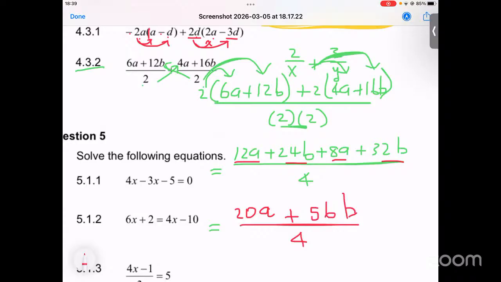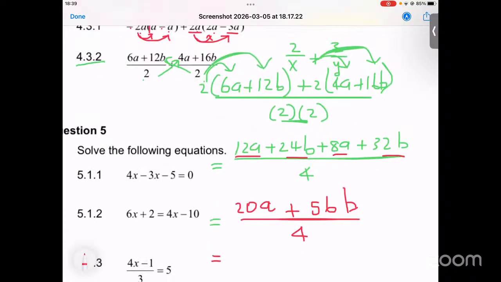Can 4 not be taken out as a common factor then? Quickly verify. Where is that calculator? Let's see. Oh, yes. So it looks like 20 is the same as 4 times 5. Then you still have your A plus 56 is the same as 4 times 14 B over 4. So can you see? Then you can therefore take out the 4 as common factor there.